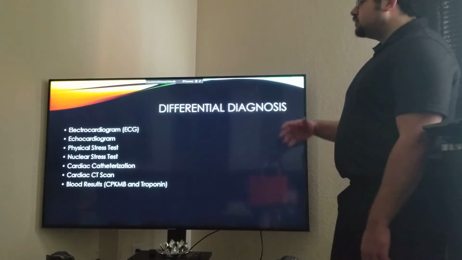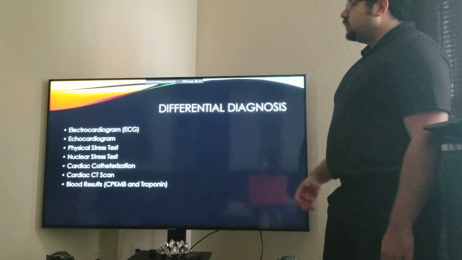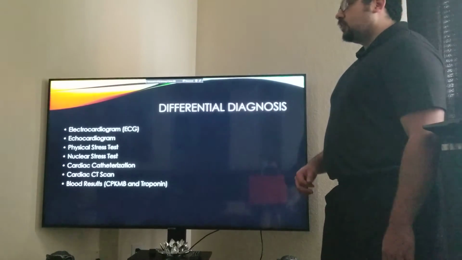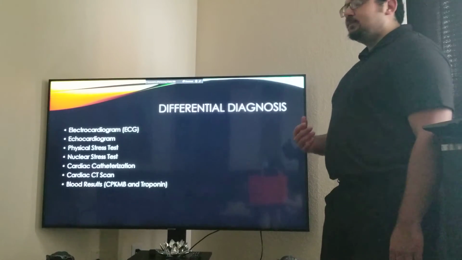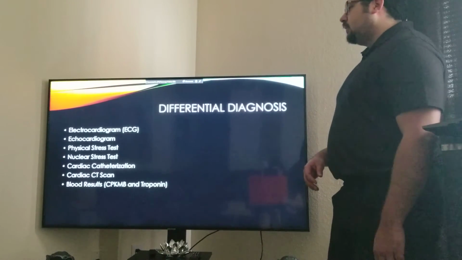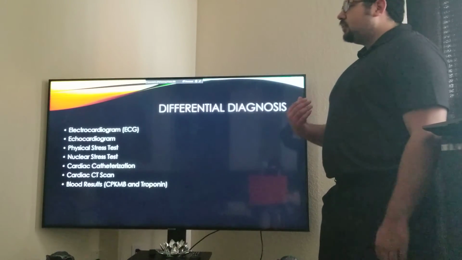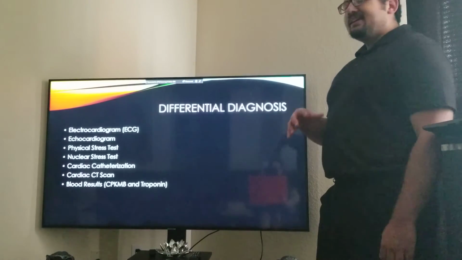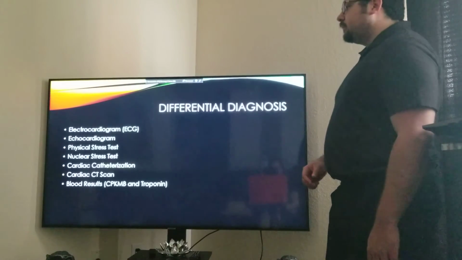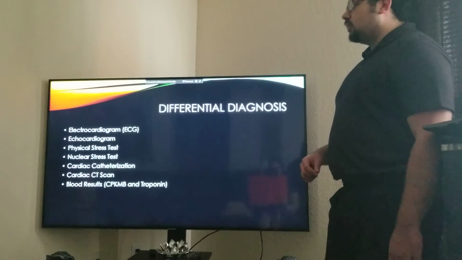So, differential diagnosis. We have multiple ways to assess coronary artery disease. Typically, we can start with the most basic, which is the electrocardiogram. That checks the electrical impulses throughout the heart and sees if anything is being affected in the heart arteries. When you find a blockage, blood is not being perfused appropriately to certain areas of the heart, and it does affect the electrical impulses throughout the heart. That will show up in the electrocardiogram.